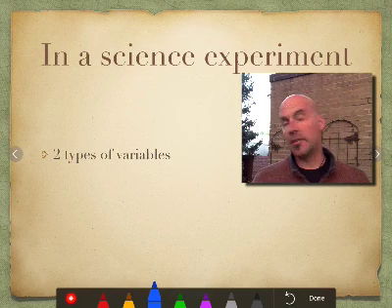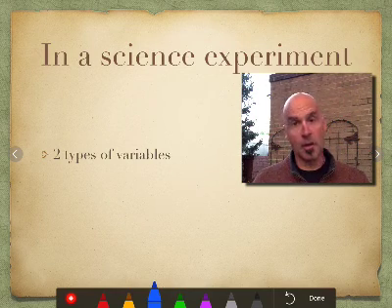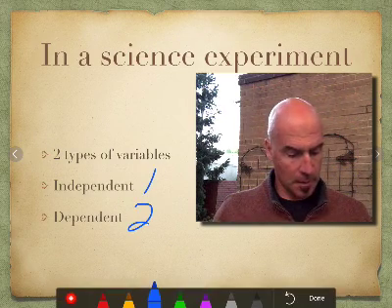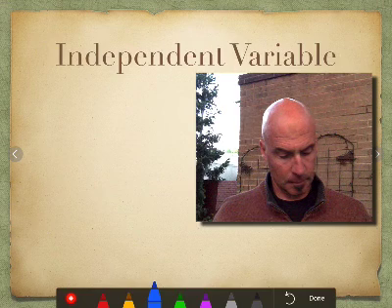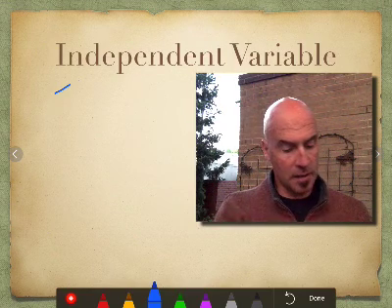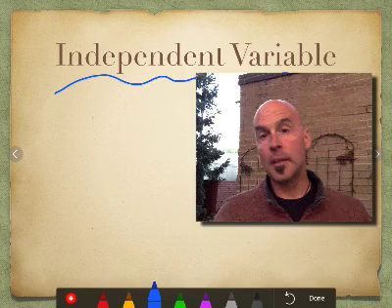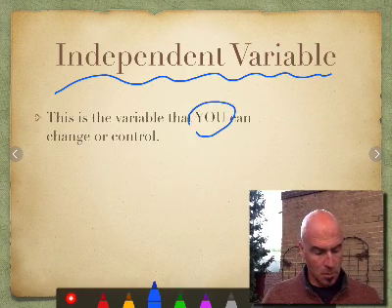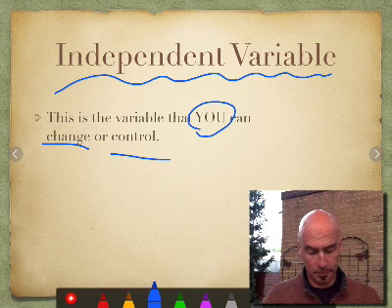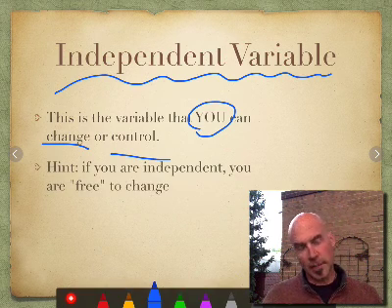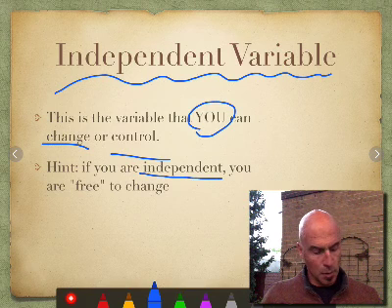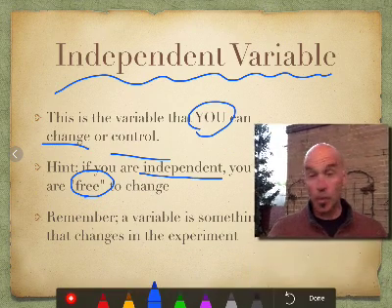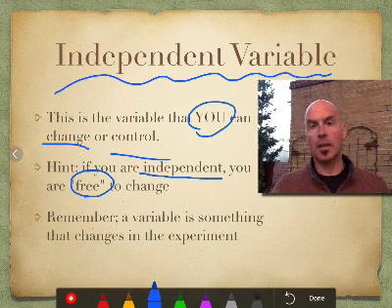All right, so specifically in a science experiment, as I mentioned, there are two types of variables: the independent and the dependent. So specifically in this lecture, we are going to be talking about the independent variable. So this is a variable that you can change or control. A little bit of a hint here is if you are independent, you are free to change. So remember, a variable is something that changes in your experiment.